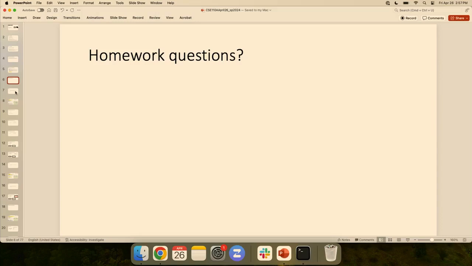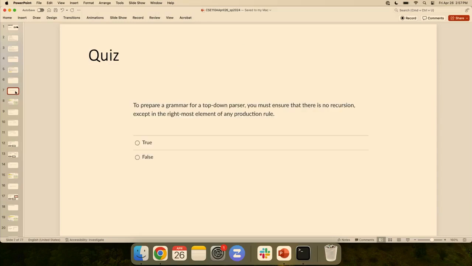So let's get to that in a second. We're a little bit out of order. Let's make sure that we have time to talk about the quiz, but we'll get to that. And in fact, this first quiz question has to deal exactly with that. So the first quiz question is, to prepare a grammar for a top-down parser, you must ensure that there is no recursion except in the rightmost element of any production rule. Who says that's true? Who says it's false? How do you fix this? What's wrong with this statement? We just barely talked about left recursion. We can't have left recursion, so what's wrong with this?